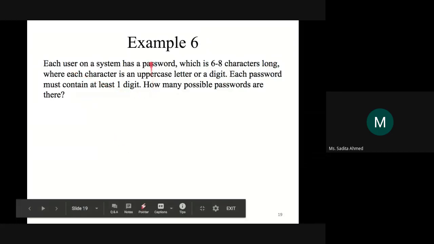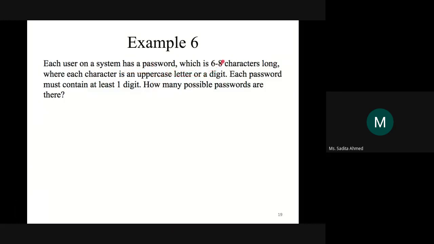So in a system which can have a password which can be 6 to 8 characters long, that is, the system may have a password that is either 6 characters long or 7 characters long or 8 characters long, and where each of the characters in the password is an uppercase letter or a digit. And on top of that, each password must contain at least 1 digit as a character. If these are the conditions, then we have to find out how many possible passwords there are to satisfy these conditions.